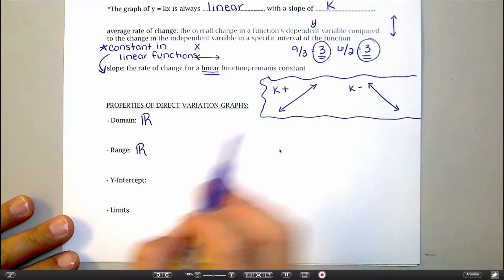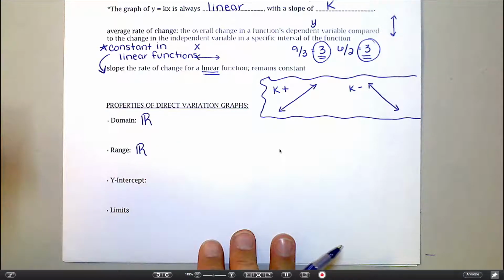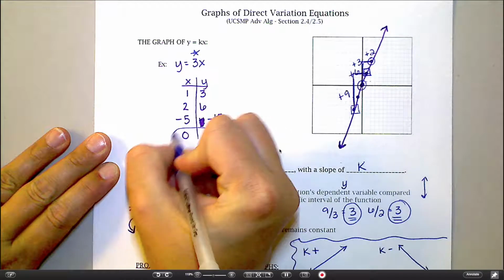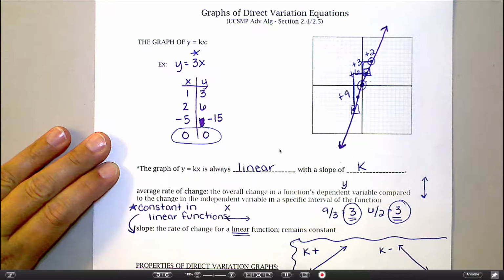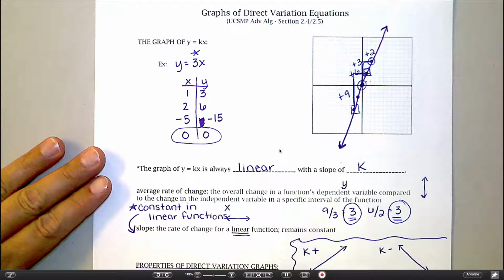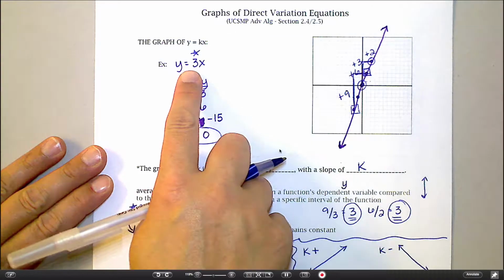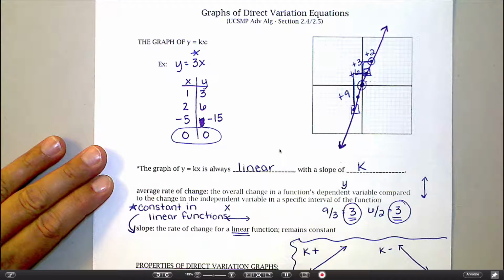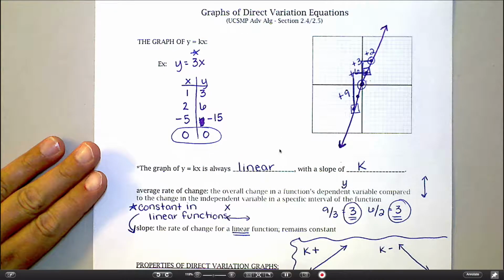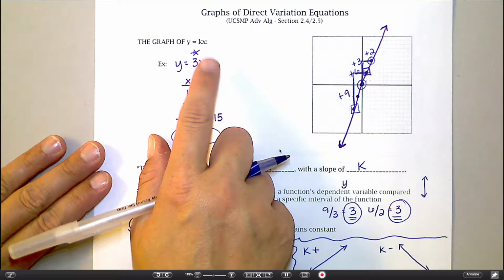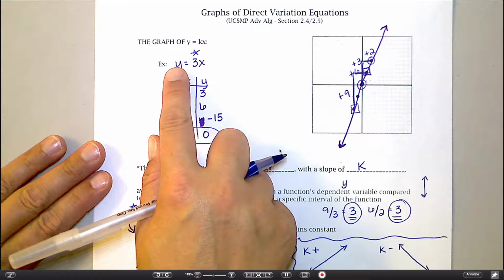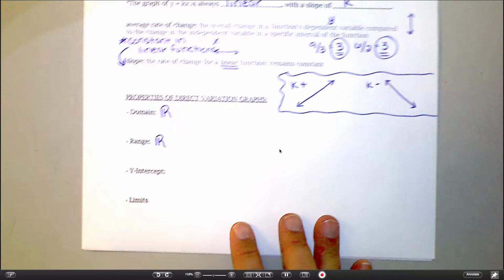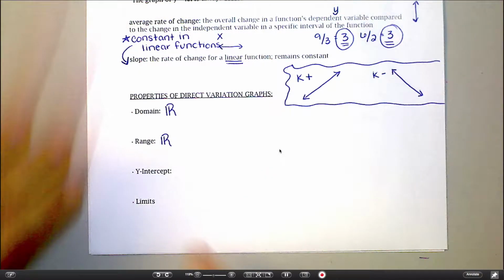Now, when we're working with these direct variation graphs, do you remember that I threw this 0, 0 in here? That point is going to show up on every single one of these functions because no matter what I put in for k, I could do y equals 2x, I could do y equals 10x, I could do y equals 500x. No matter what I put in for k, when I plug in a 0 for x, I'm going to get a 0 out for y. And so every single one of these functions contains the point 0, 0.